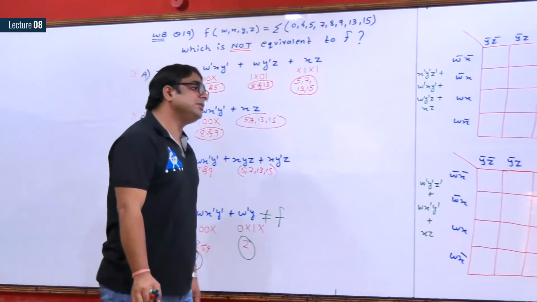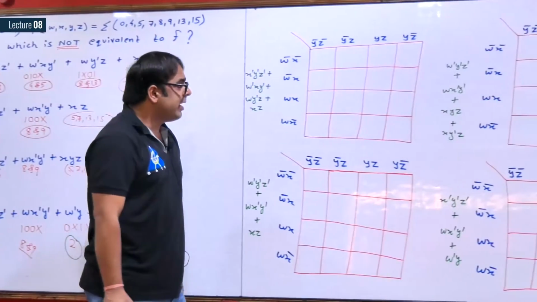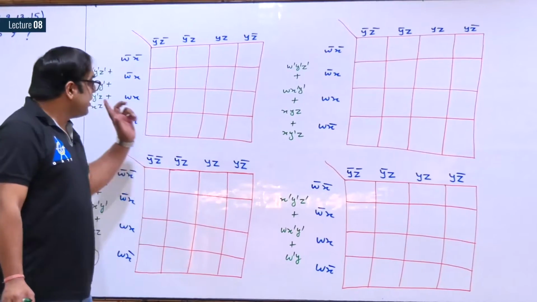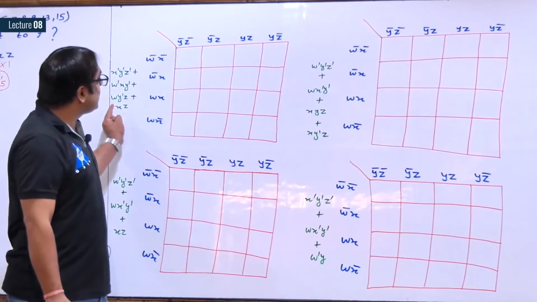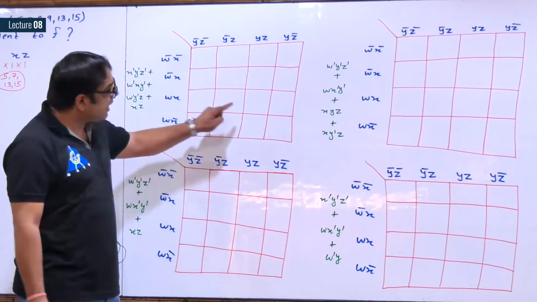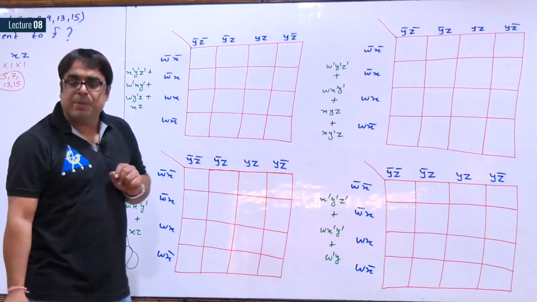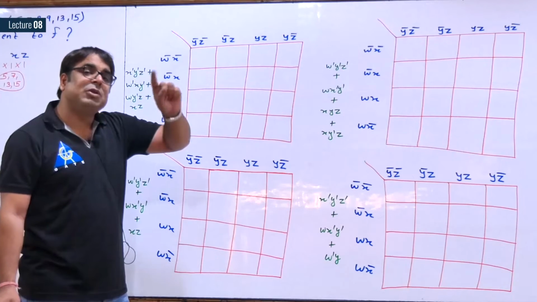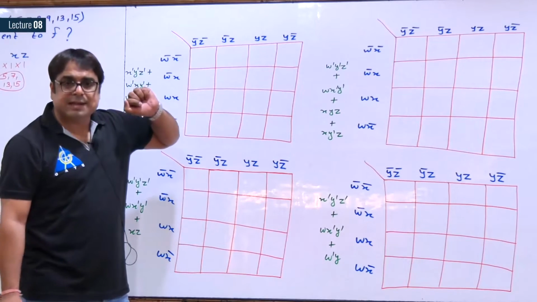Let us see another method using K-map. Now, all the four options I will plot on the K-map. 3 K-maps will be identical. 1 K-map will not be identical. That is the correct answer.